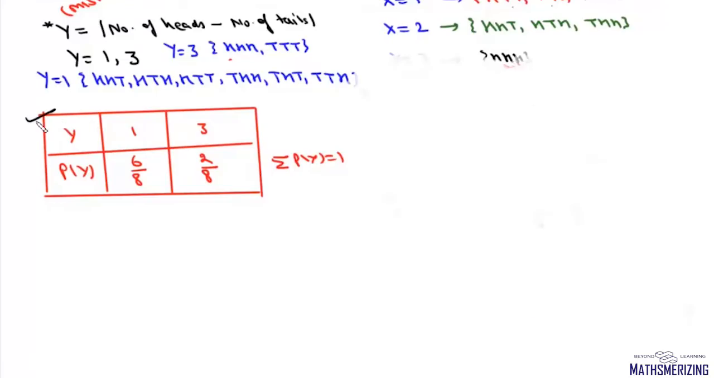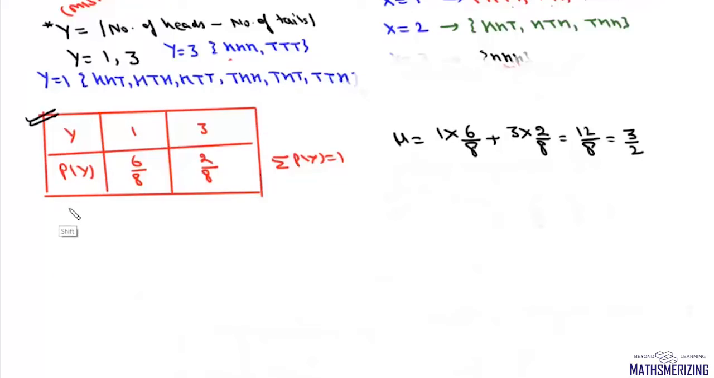Now we'll find the mean and variance of random variable y. In this case, μ is 1 into 6/8 plus 3 into 2/8, which is 12/8, which is 3/2.